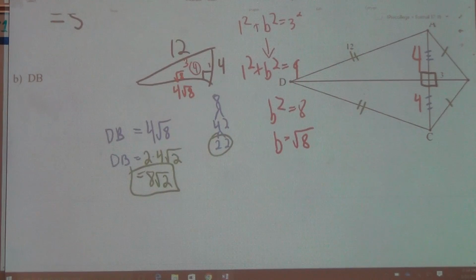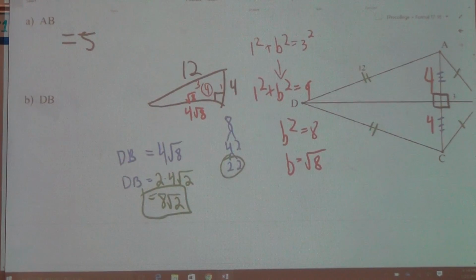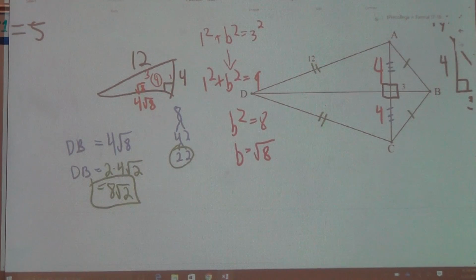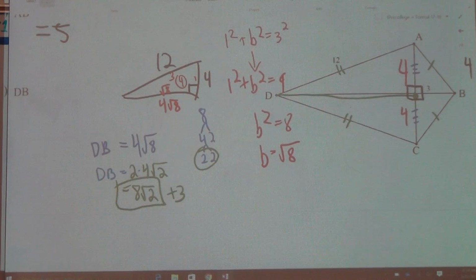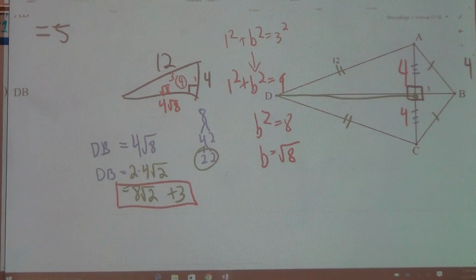Okay, we could have done the same exact thing. Oh shoot, that's not what DB is. That's what D to the middle is. We need to add 3 to that. So you have 8 root 2 plus 3, and that's what DB is. These have a plus 3.